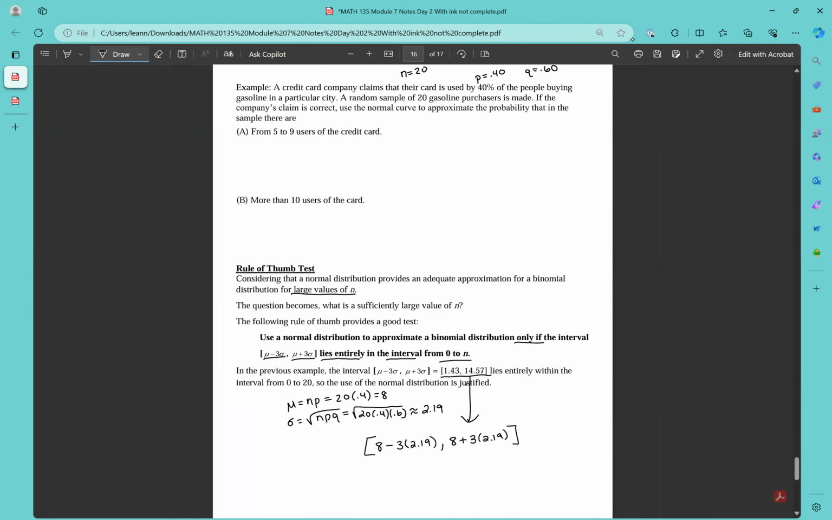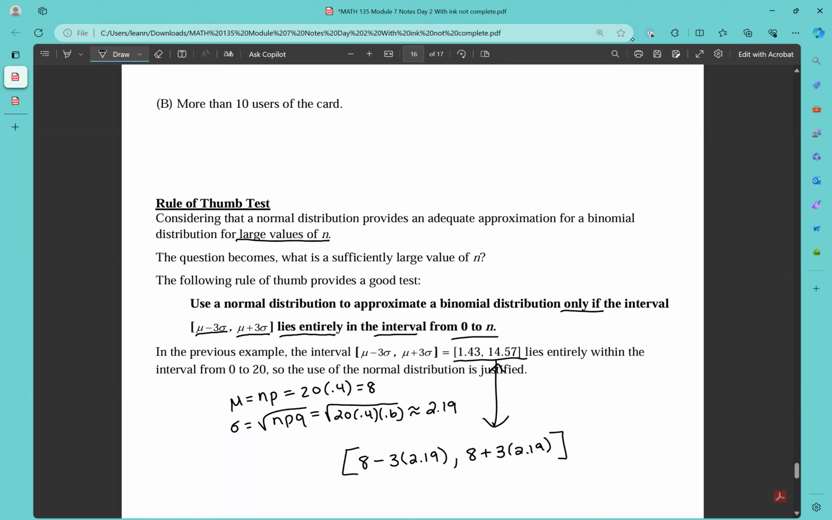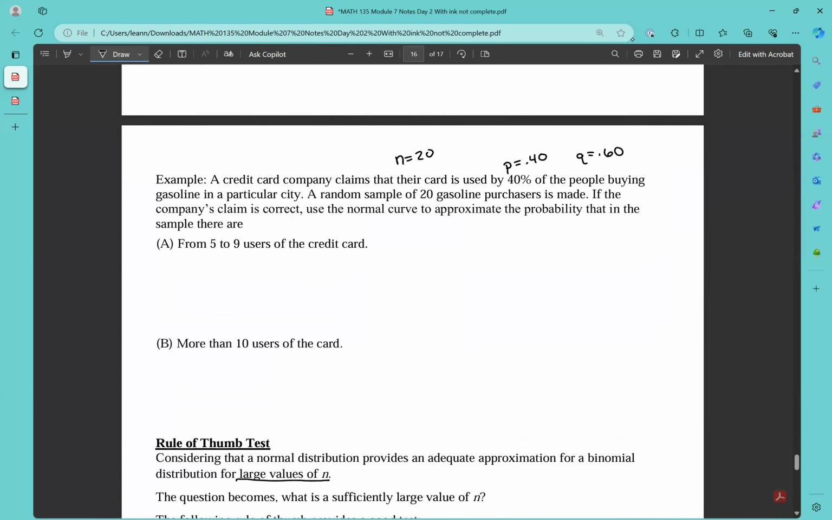Okay, so that's where they got the numbers 1.43 and 14.57. Notice 1.43 is the value for the first part, and 14.57 is the value for the second part. As long as this interval is completely between 0 and n, my n was 20 gasoline users, so this is completely inside the range of 0 to 20. If that is true, you are allowed to use the normal distribution for your binomial. Different textbooks have different ways of verifying that that's allowed, but this is how the finite book uses it.